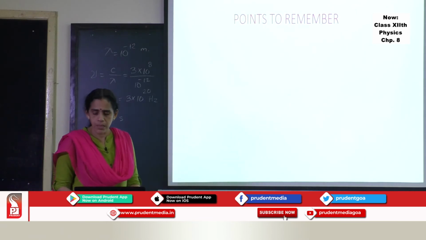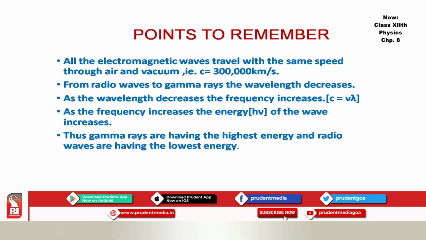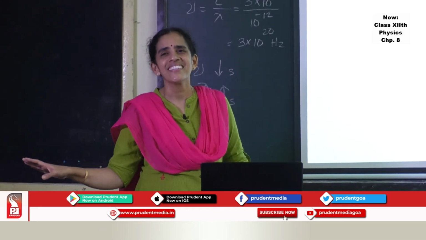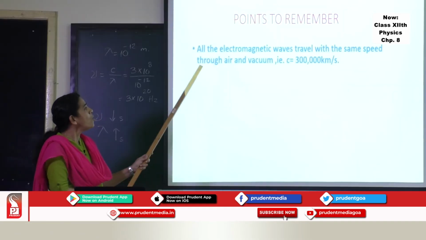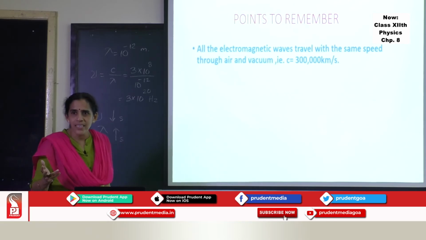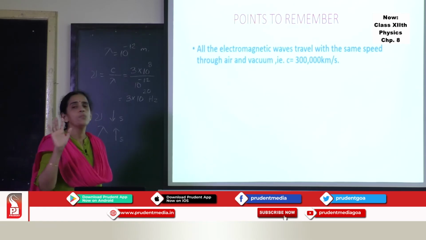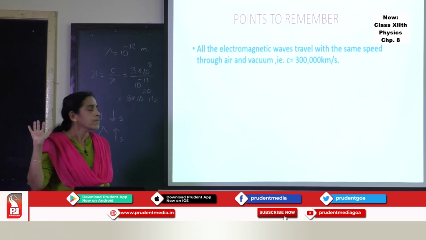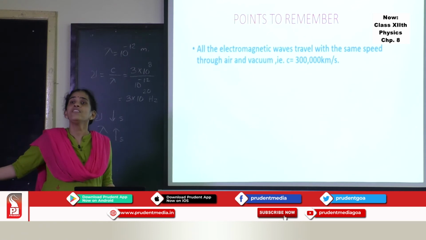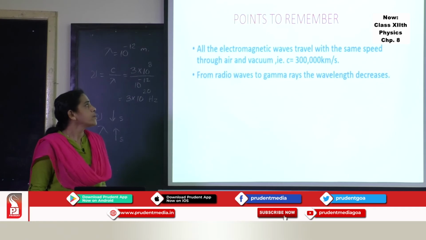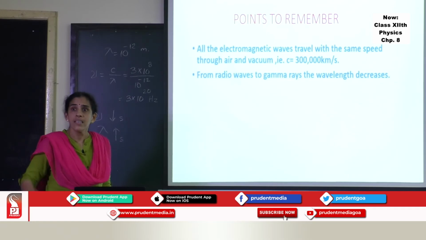Now, points to remember. This is very important. It's a big family, but there is one thing they all agree on, which never changes. That is what makes them a family. All travel with the same speed in vacuum or air. And what is the speed? 300,000 kilometers per second, that is 3 into 10 raised to 8 meters per second. This is common in the family: the speed of motion. Then, from radio waves to gamma rays, the wavelength is decreasing.